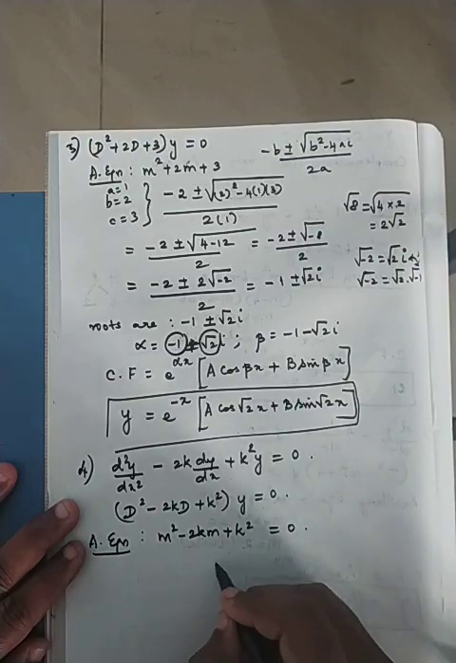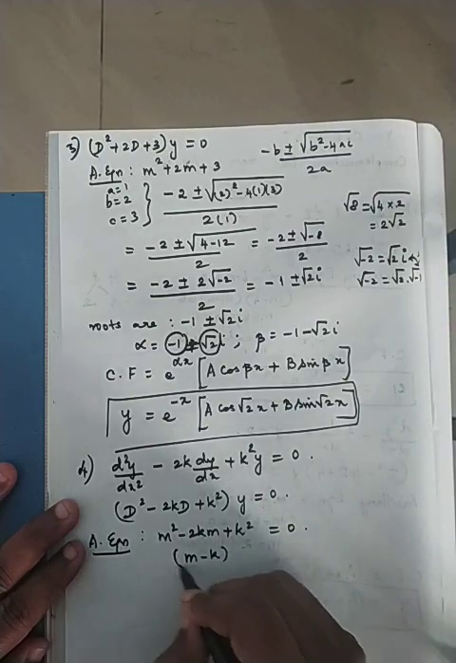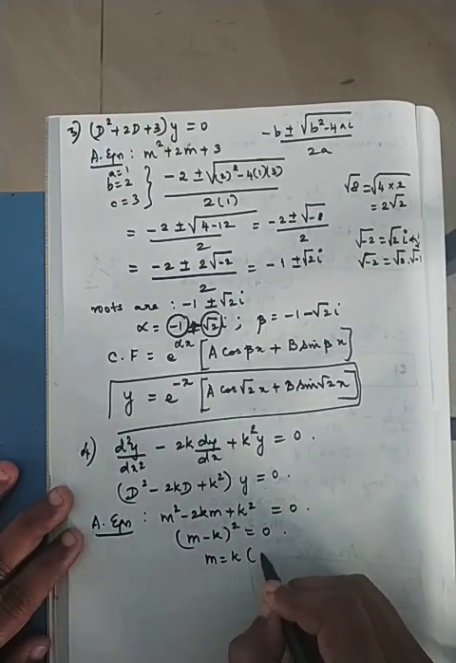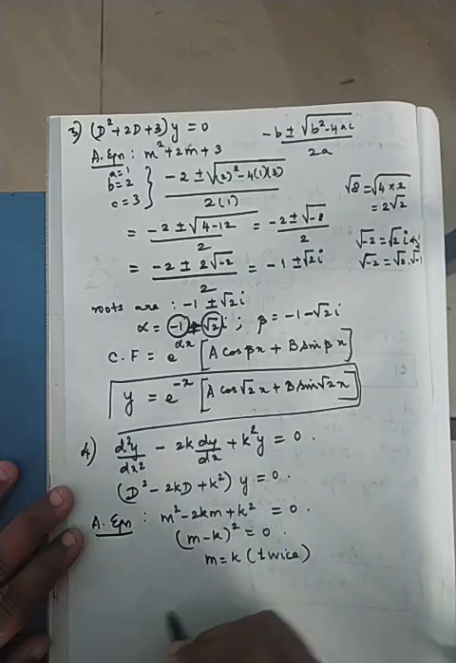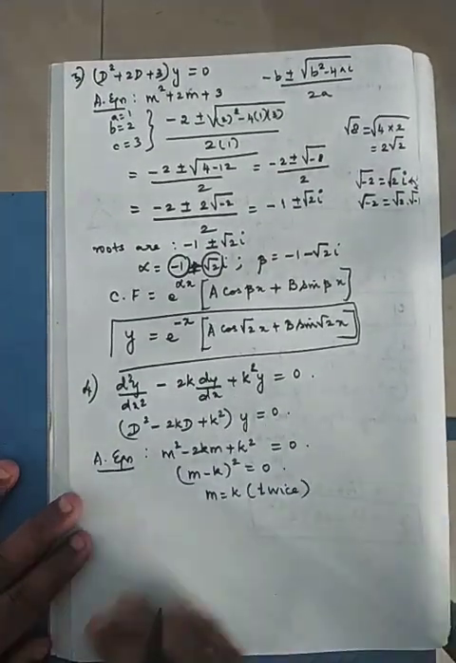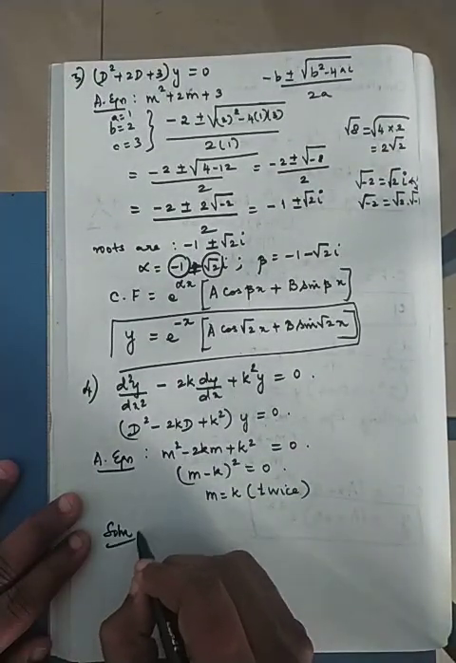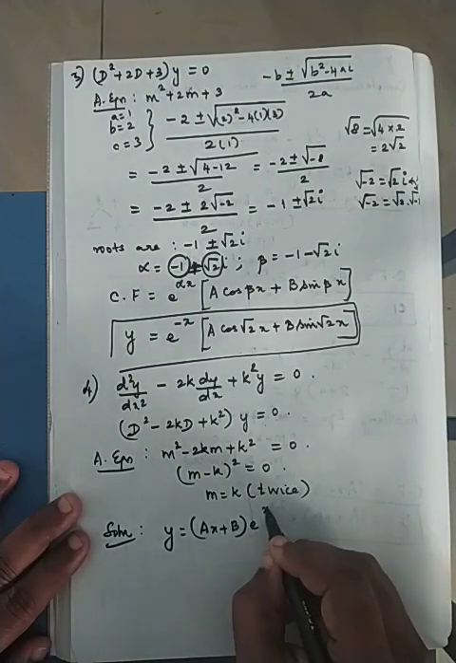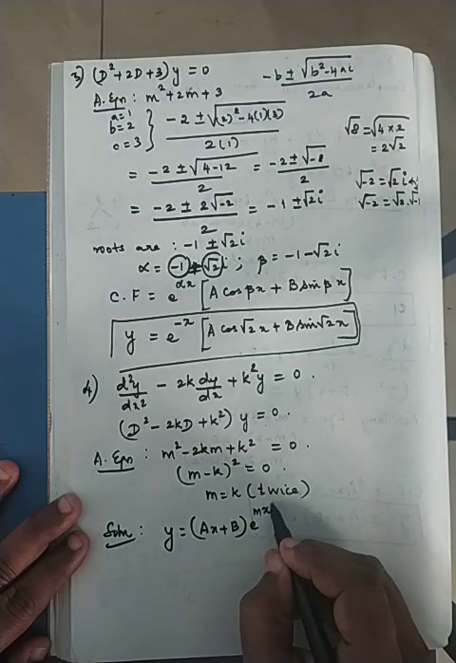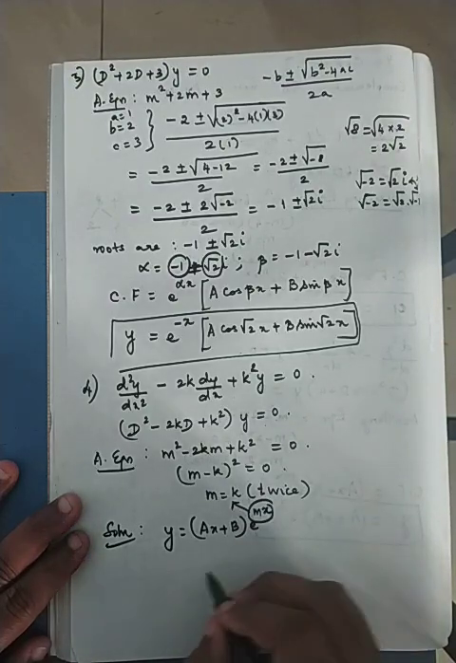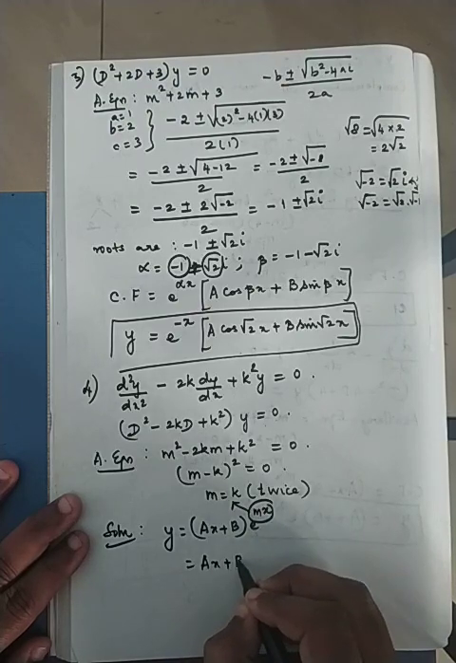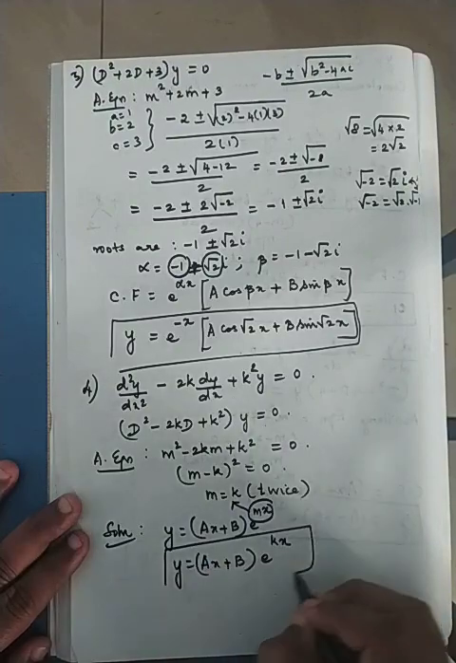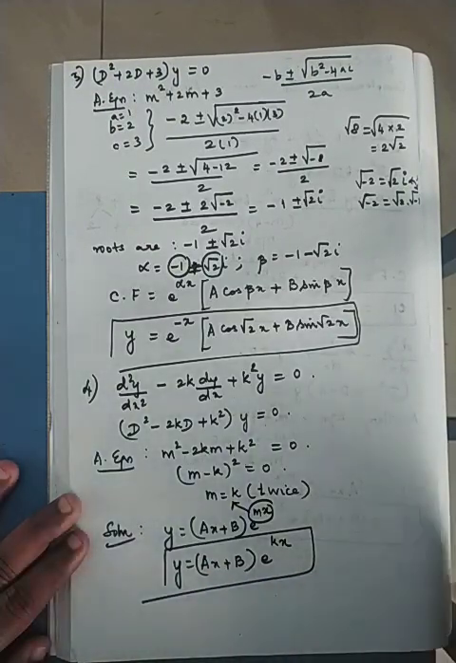What will be my root? This is m minus k the whole squared equal to 0, or m equal to k. It is appearing twice. So in this case, my final solution is y equal to ax plus b into e power mx. Instead of m I can write k. So y is equal to ax plus b into e power kx.